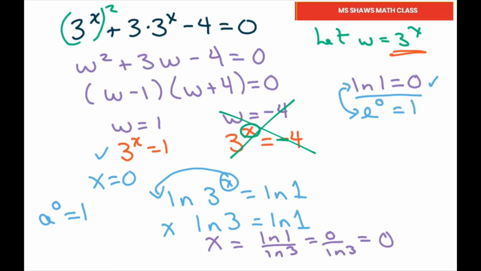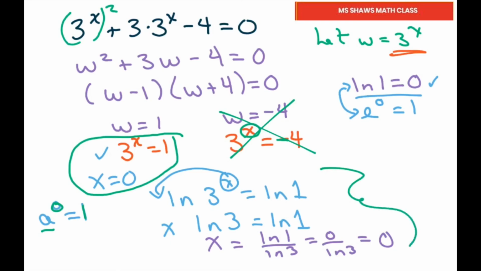So basically, the best thing to have happened is when you get to here, you should recognize that any number to the 0 power equals 1, and you wouldn't have had to go through all of that.